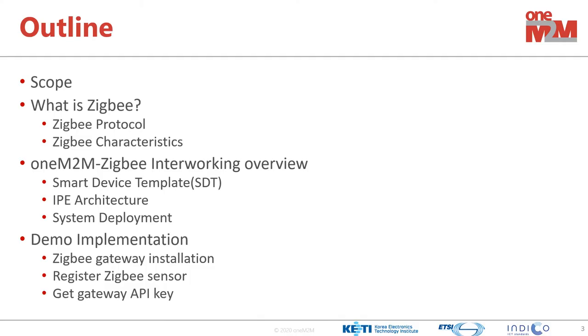In this tutorial, we will quickly explain what Zigbee is, because everyone knows Zigbee and you can get all the information from Google, I think. Then the main part is explaining SDT, the Zigbee IPE architecture, and the simple system that we are going to build up. As a demo, we will have the Zigbee gateway and devices, and we will show you how that Zigbee gateway is working with the Zigbee IPE that we are providing, of course with the oneM2M platform modules today.